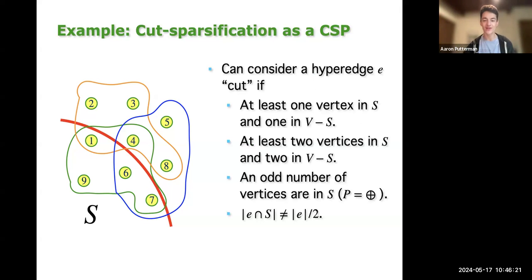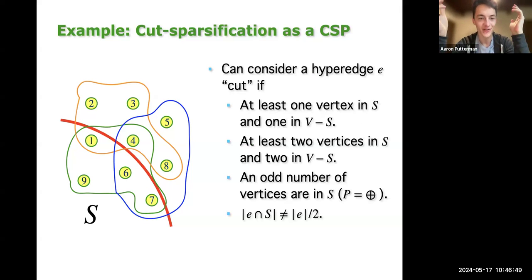One way to think about this, with some natural examples, is that what we were looking at before is that we're considering a hyperedge E to be cut if and only if there's at least one vertex in S and one vertex in V minus S. We could also consider a hyperedge to be cut if we want 2 vertices in S and 2 vertices in V minus S. Perhaps we want some kind of robustness where if there's just one vertex that's crossing this cut, then it's not a big deal. But if there's 2, then maybe we actually want it to be considered cut.